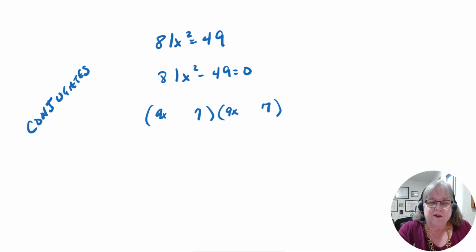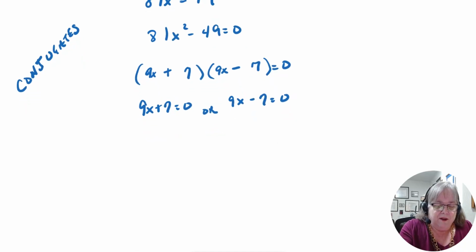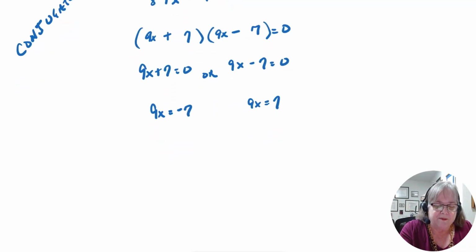is that the two binomials match. So far they match, right? You have a 9x and 9x, 7 and 7, and one's plus and one's minus, or the other way around. So either 9x plus 7 is equal to 0, or 9x minus 7 is equal to 0. So 9x is equal to minus 7. 9x is equal to positive 7.